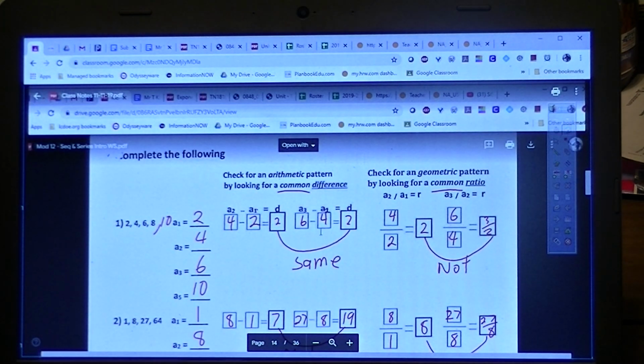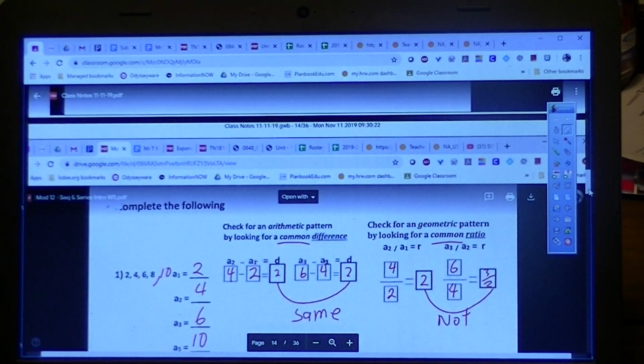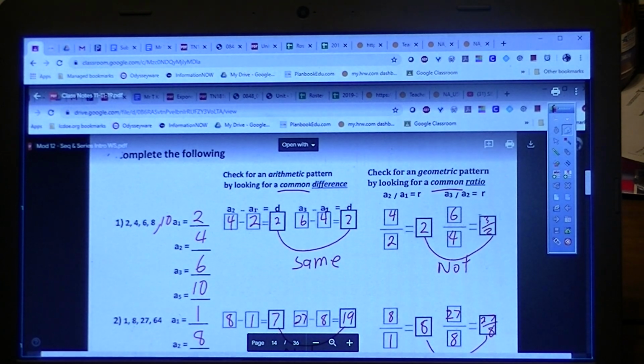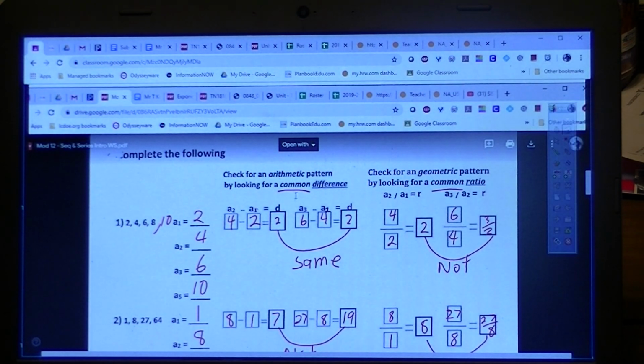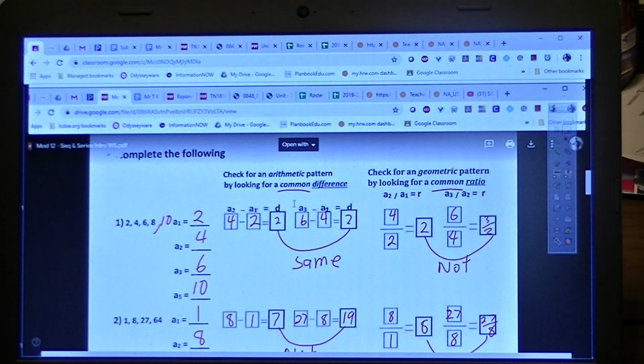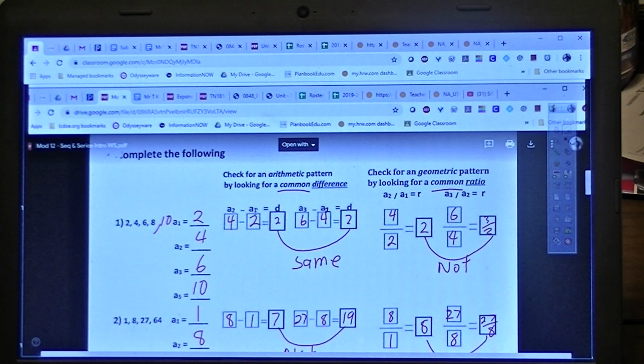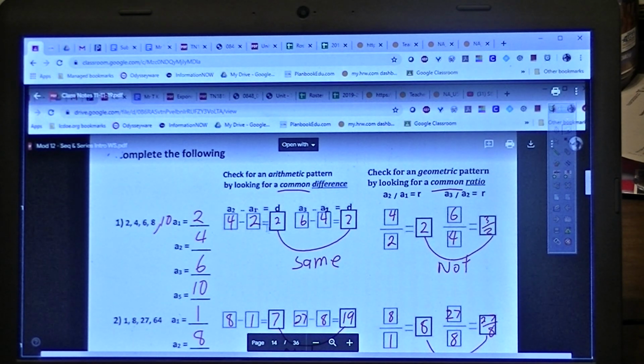So we got this form here, and we talked about the idea between sequences and series, okay? And then in 12.1 we talked about arithmetic patterns. We did the explicit formula for arithmetic patterns, looking for the common difference, and this is how we would do that right here. This is the common difference by subtracting.